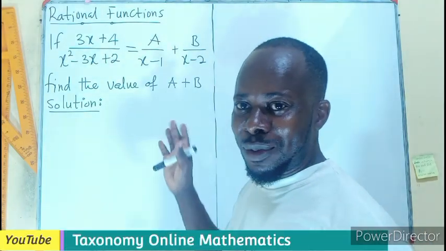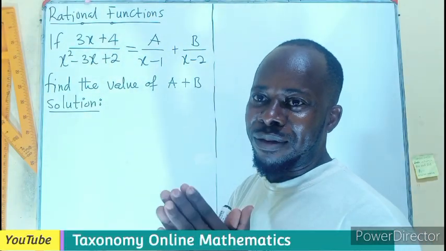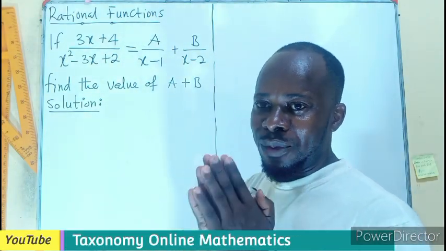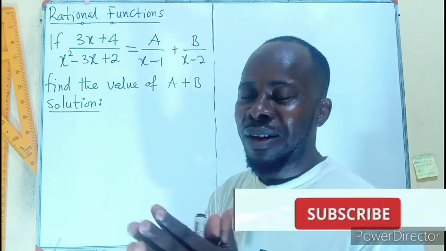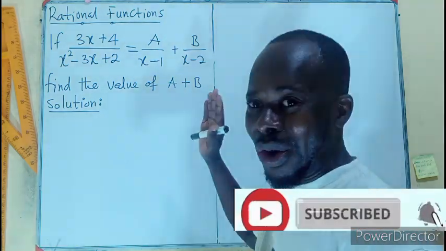Let's just say this is episode number 5 of rational function. If you can check the playlist, we've done the various aspects of rational function. So this is one of the aspects.